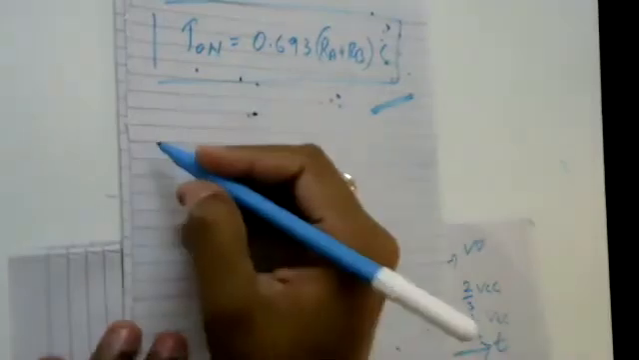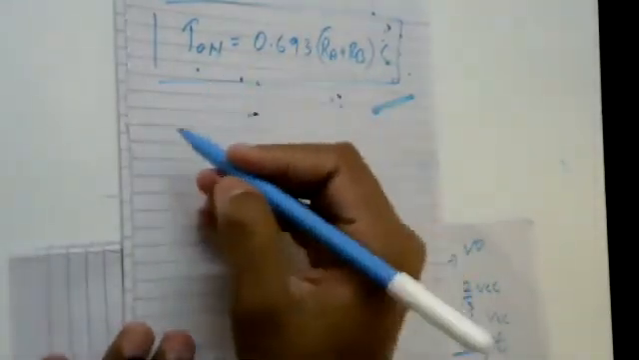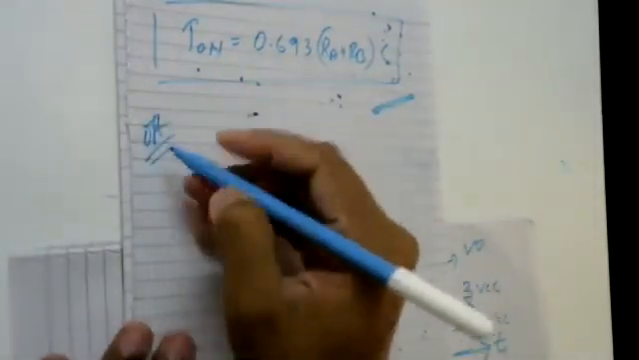Then now I need to derive the equation for the off time. It's nothing but the discharging time.